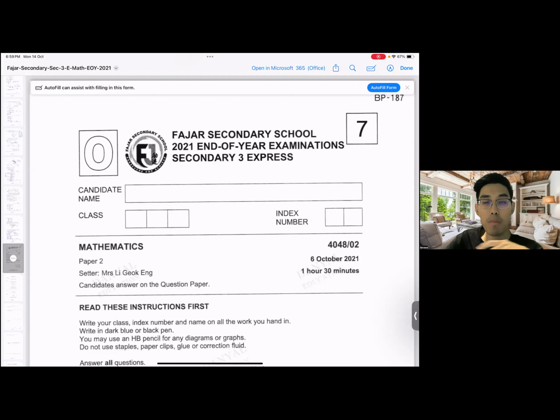The syllabus has changed since 2020, but it doesn't really change that much. So let's continue from paper 2.